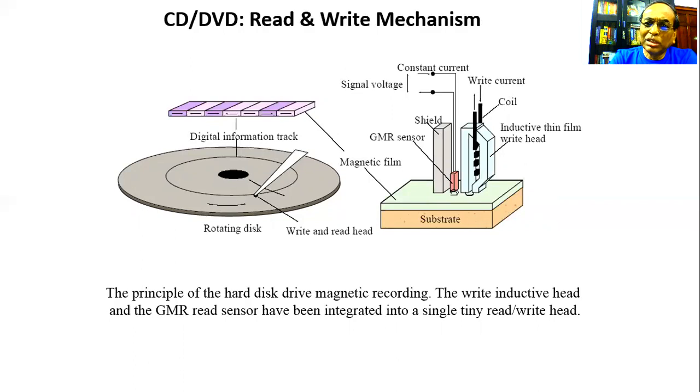So it is a composite assembly. Just below that there will be the digital information track. The write inductive head and the GMR head sensor have been integrated into a single tiny read write head. This is a very advanced type and very much miniaturized. This is very small.